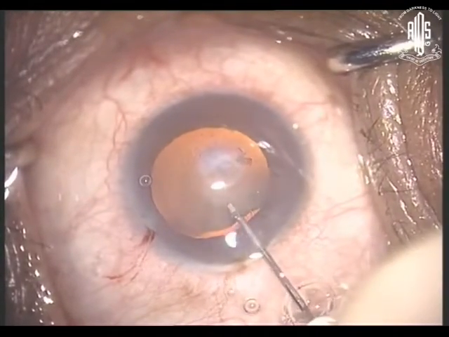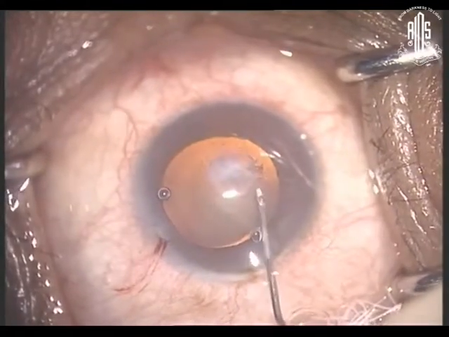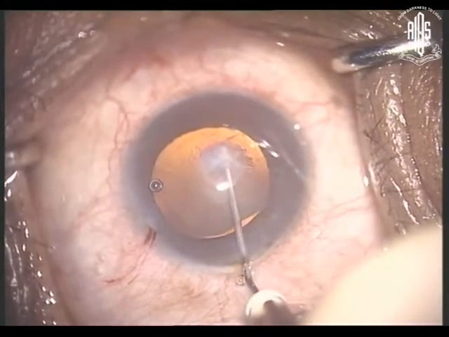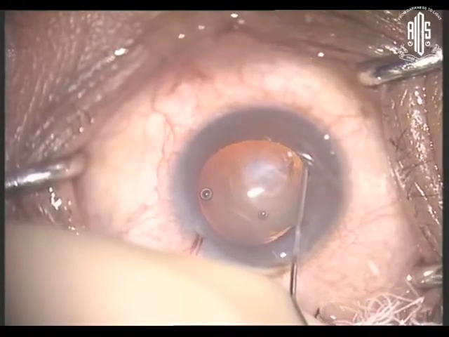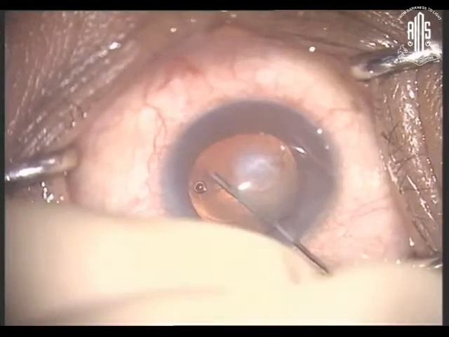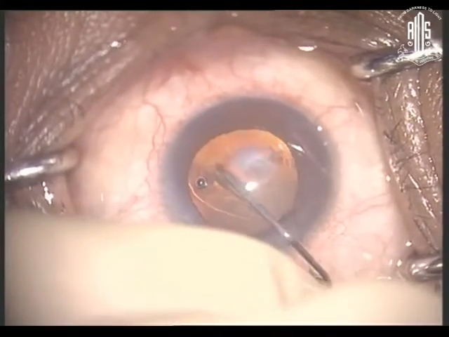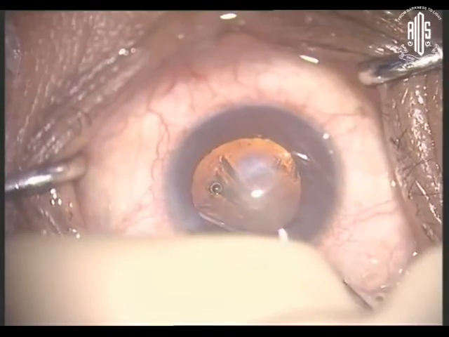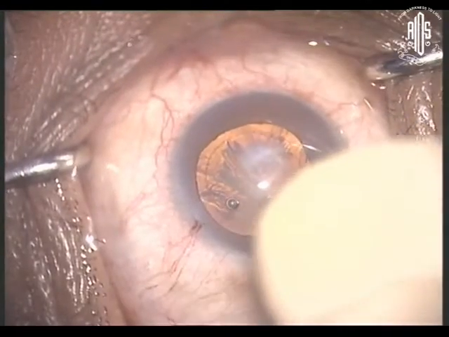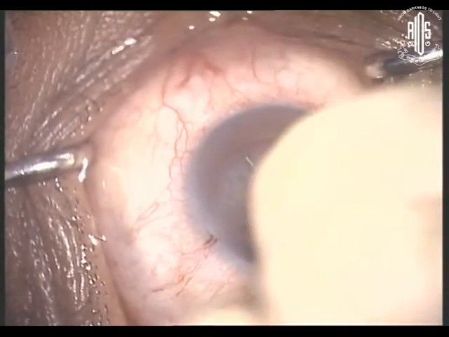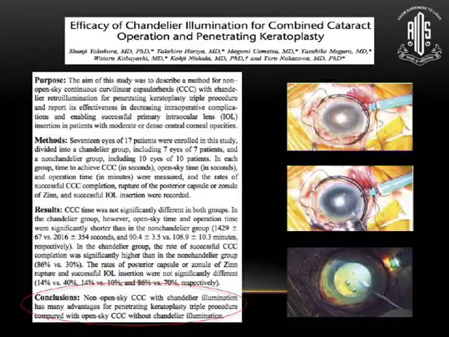Topo K is required, and a third generation IOL formula calculation is a must for these cases. As you can see, the trenching is all done off the visual axis. A small pupil dilatation with a vitrectomy is done so that the visual axis is a bit clearer. The efficacy of Chandelier illumination in combined cataract surgeries and penetrating keratoplasty is also one way to visualize the anterior capsule more clearly.